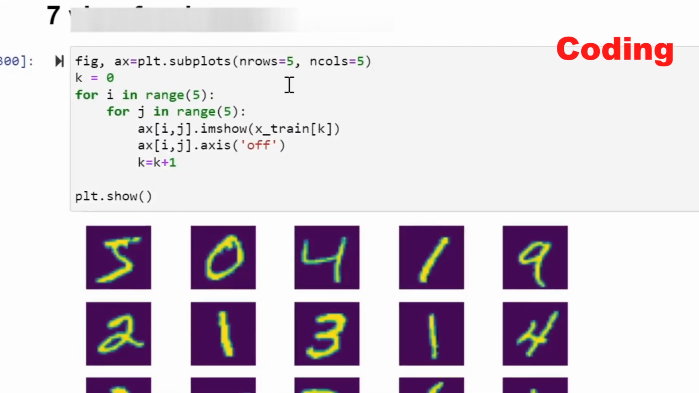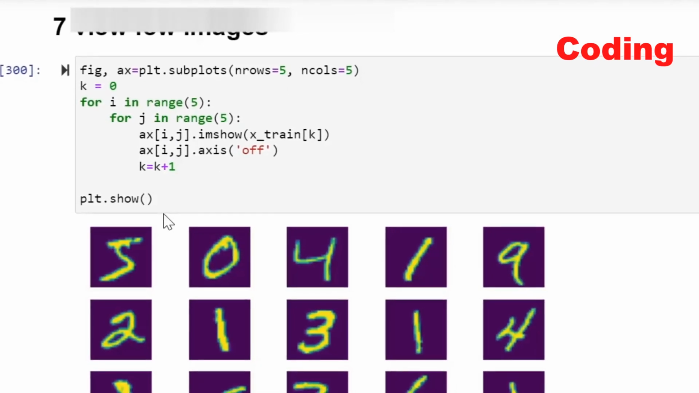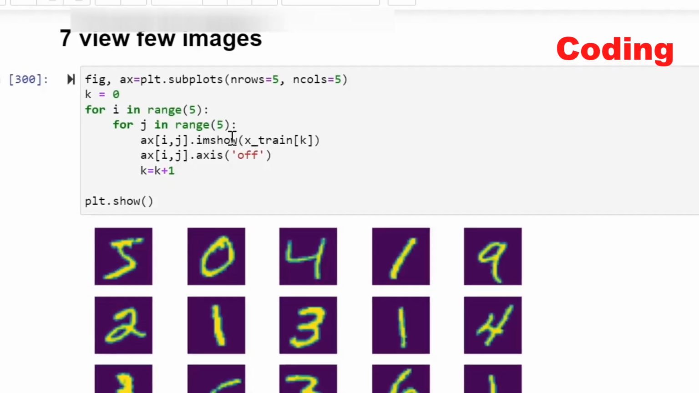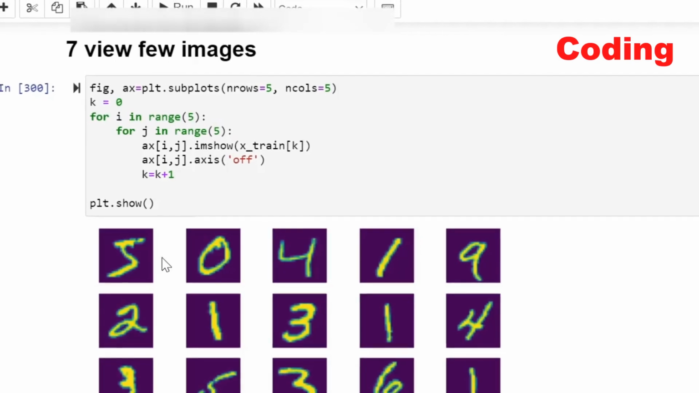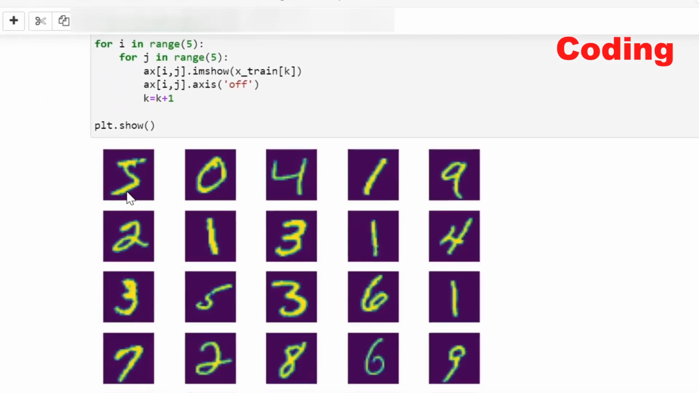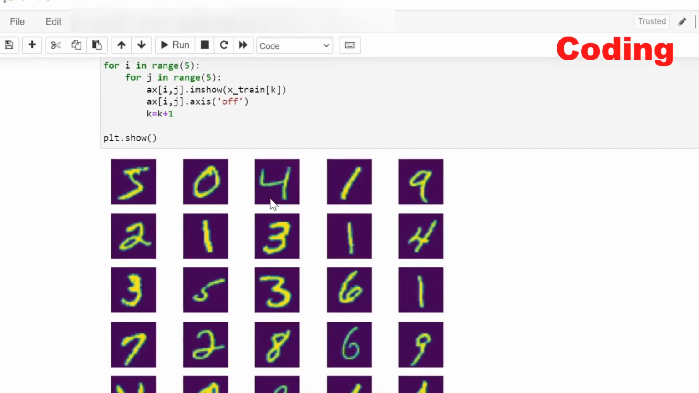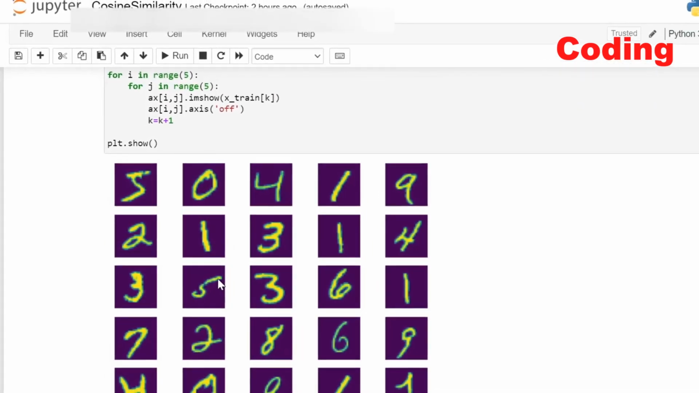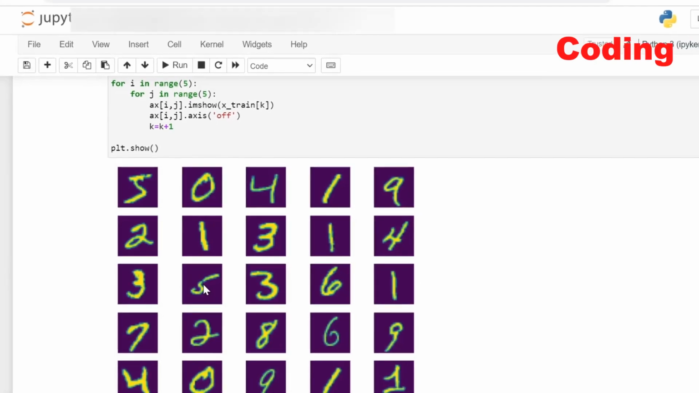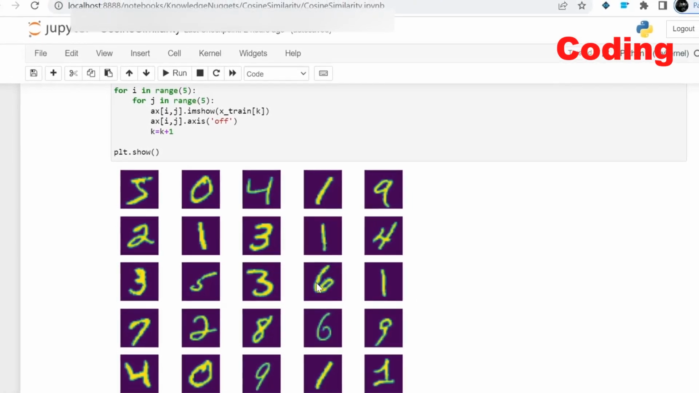Here, we are displaying the very first 25 handwritten digits. We can observe here that the first digit is 5, then 0, then 4. Similarly, the other handwritten digits are, for example, 1 and 5.